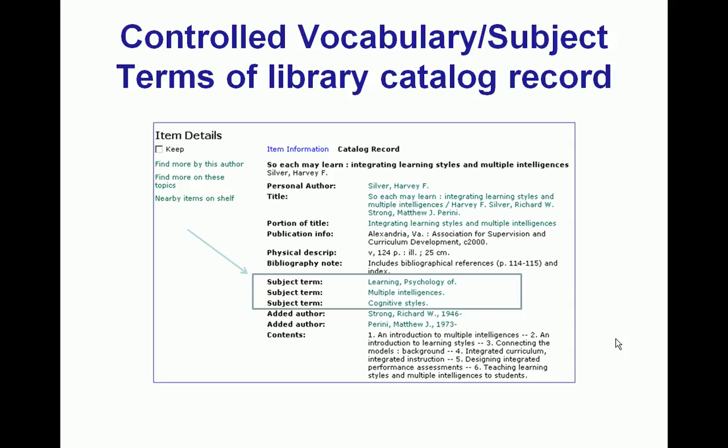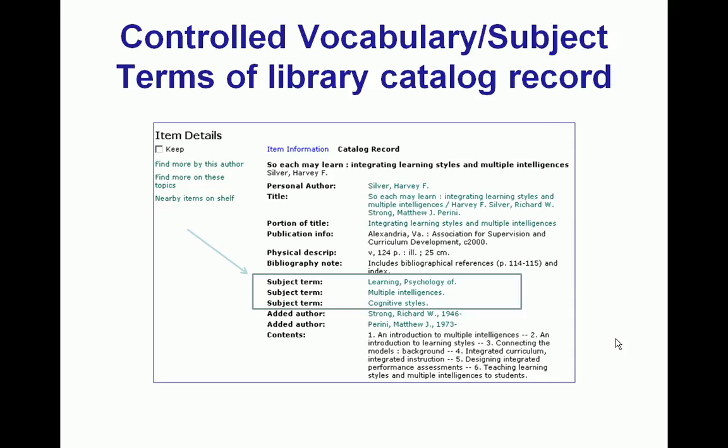This slide offers us a look at the controlled vocabulary of a book owned by Sims Library. The book title is So Each May Learn, Integrating Learning Styles and Multiple Intelligences. The boxed area of the screenshot shows you the controlled vocabulary of the Library of Congress. And of course, that again is the preferred controlled vocabulary used in academic libraries, such as ours here at Southeastern. Remember earlier I said that subject heading is another way of saying controlled vocabulary. Well, here it is. Instead, though, they say subject term. So, again, similar things. Sometimes you'll hear it referred to as subject heading, subject term.